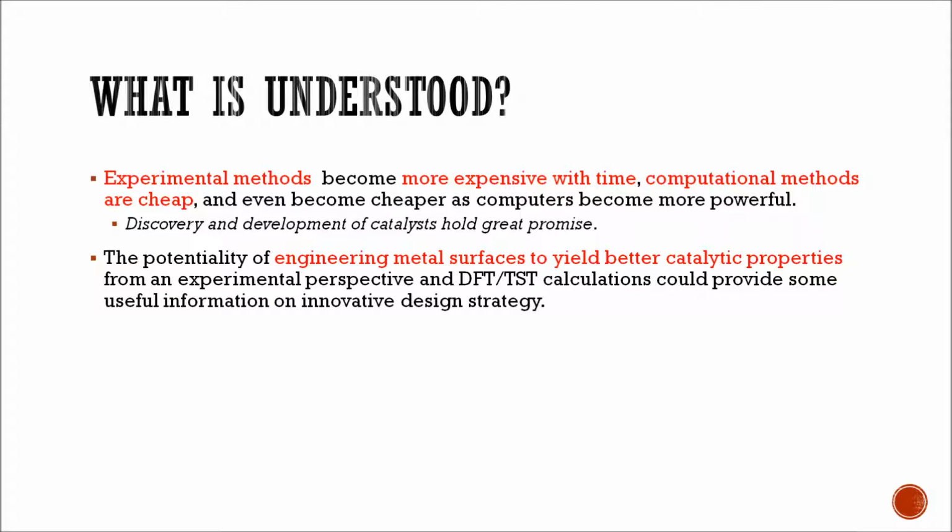In conclusion, what is understood is experimental methods become more expensive with time. Computational methods are cheap and even become cheaper as computers become more powerful, and there is the potential of engineering metal surfaces to yield better catalytic properties.